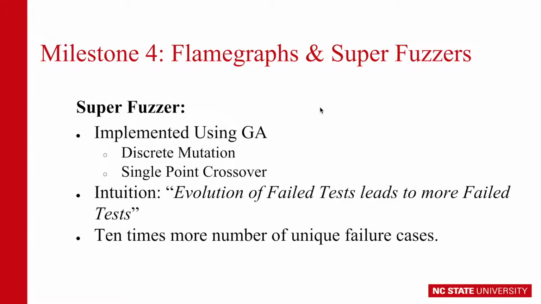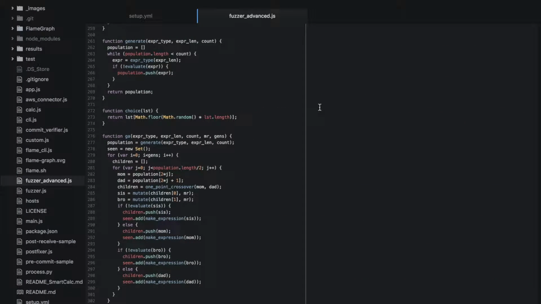First, we look at superfuzzers. Superfuzzers are implemented using genetic algorithms. The prime intuition behind using genetic algorithms is that when failed tests are evolved, this leads to more failed tests. This might help us to detect more unique failure test cases than using regular fuzzers. The code is pretty simple.